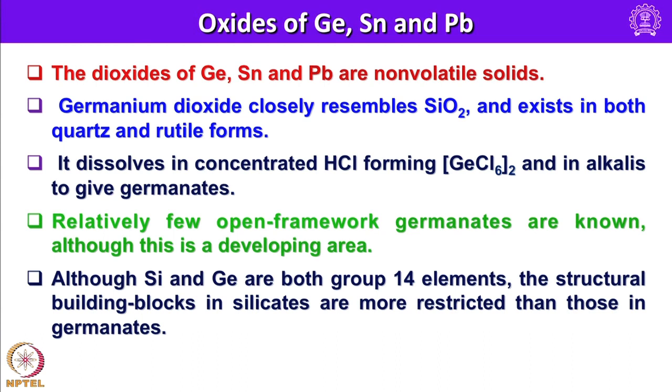Although silicon and germanium are both group 14 elements, the structural building blocks in silicates are more restricted than those in germanates. Okay. So, the larger size of germanium compared to silicon allows it to reside in GeO4 tetrahedra or sometimes GeO4 square based pyramidal or trigonal bipyramidal structures, and of course, GeO6 is also possible, that means having octahedral geometry.